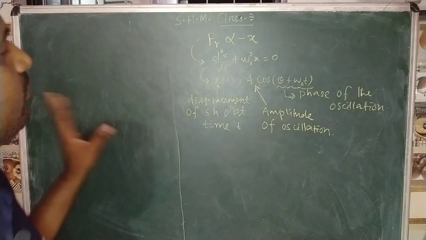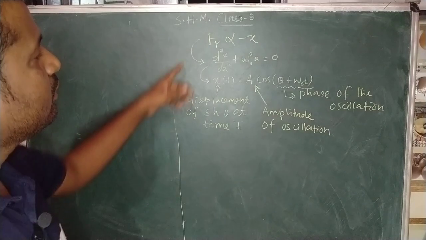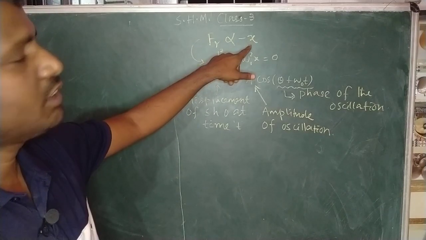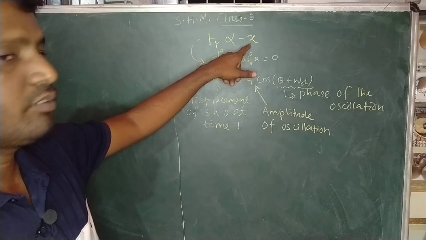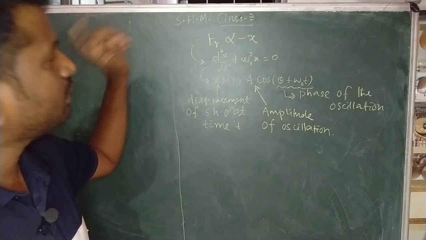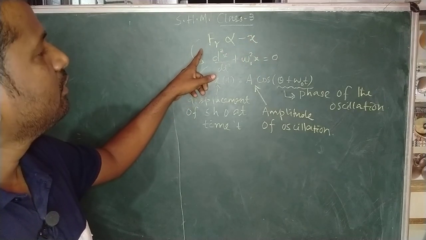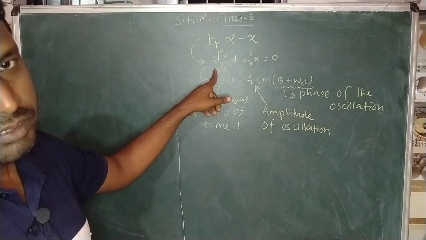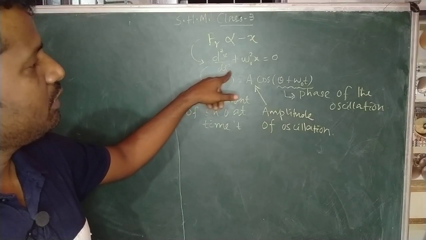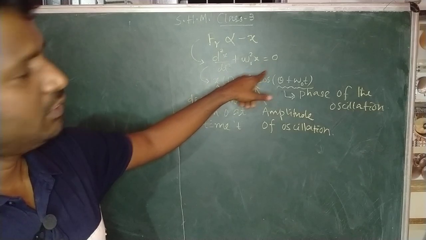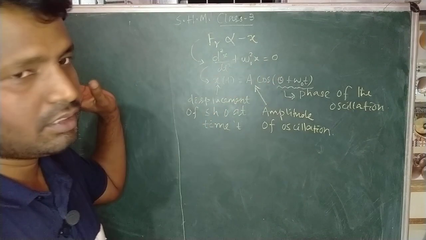So far so good, we have studied that our restoring force is proportional to displacement and acts in a direction opposite to that of displacement. We started here, set up the differential equation, and reached here: d square x upon dt square plus omega naught square x equal to 0. This is our differential equation of simple harmonic oscillator.